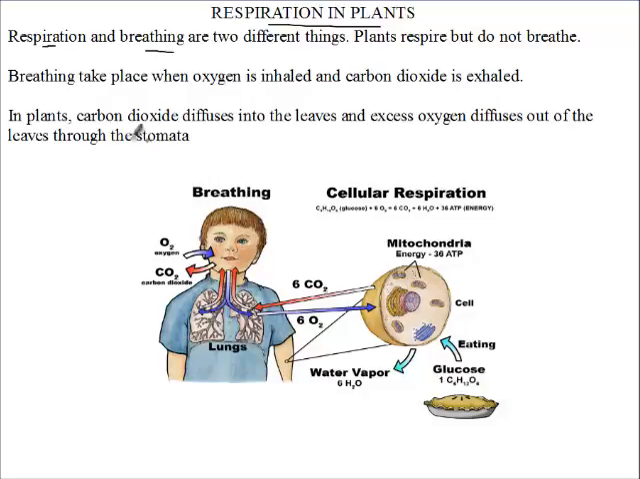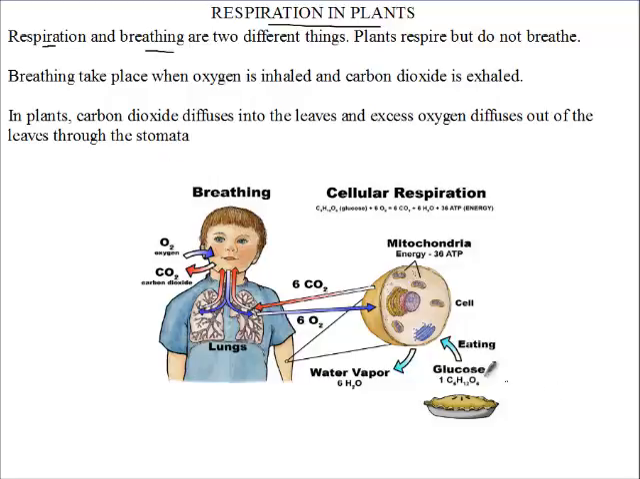Now, in plants, the carbon dioxide diffuses into the leaves and excess oxygen diffuses out of the leaves through the stomata. So even in the gas exchange in plants, it is the reverse. Carbon dioxide is coming in, oxygen is going out.